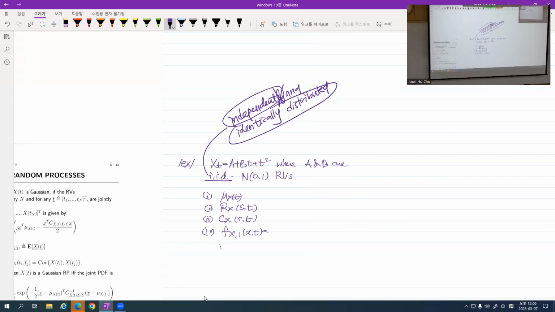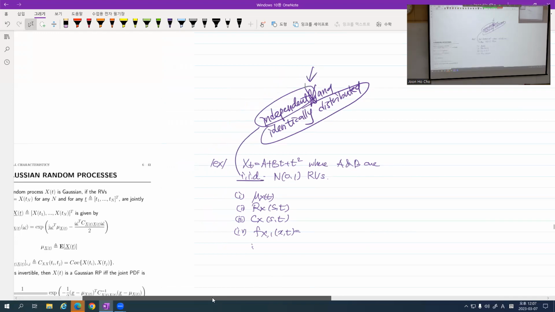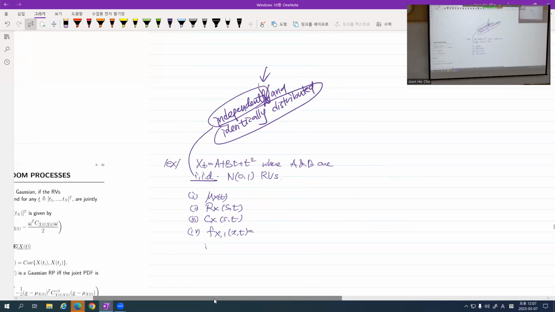I was actually humiliated because when I used independently and identically distributed in one of my papers, a lab mate pointed out, "Hey, Junho, this should be independent. Shame on you," something like that.